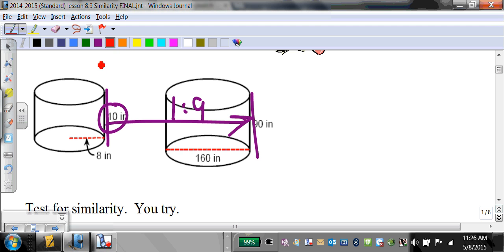Okay, ready? Now, trace the 8. Now come over here, trace what matches the 8. Jessica, what number matches with 8 on the other side? Good call. Yes, notice it's not the 160, so we have 8 and 80. Reduce that.